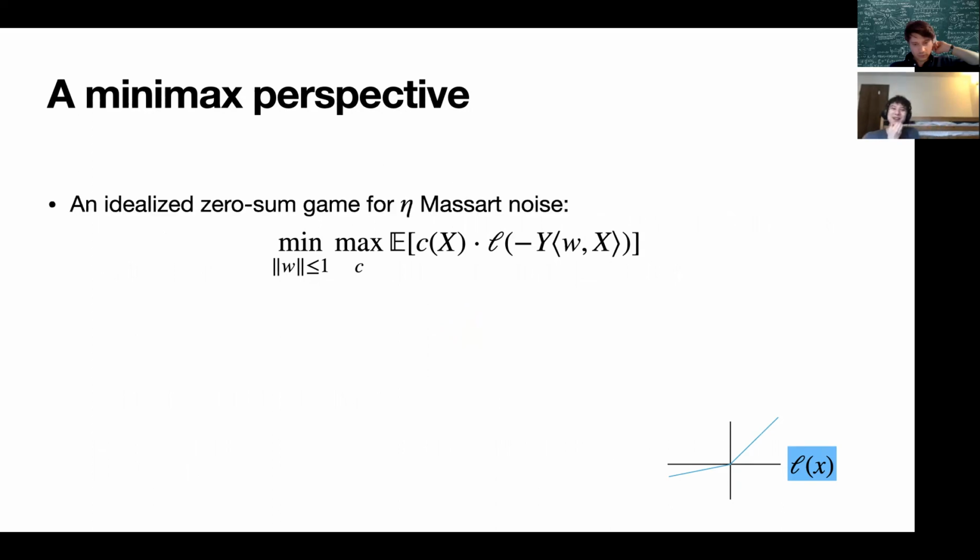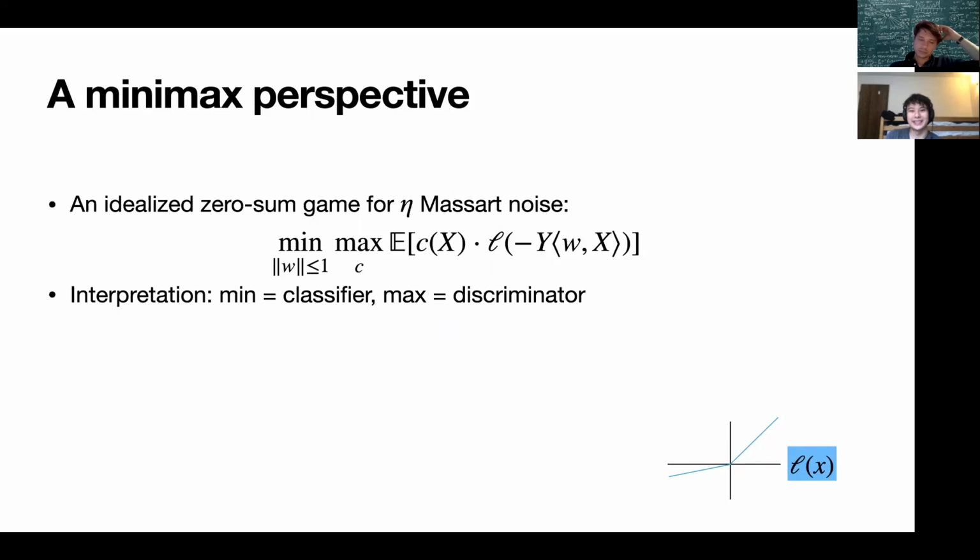It's not so obvious. First, I'm going to tell you about an idealized zero-sum game. What I mean by idealized is we're not actually going to be able to solve this zero-sum game, but if we could, we would have really nice results. So this is the zero-sum game, a game between two players. This W is the classifier, and the max is a special kind of discriminator who wants to show that this W is not the true W star.